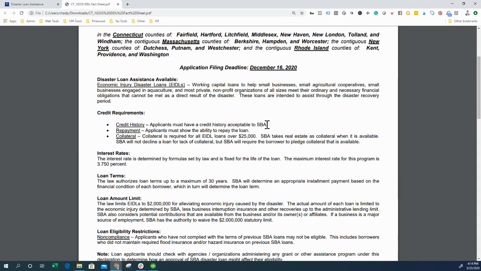Perhaps it's your spouse, your business partner, a trusted relative or friend who may be able to co-sign and co-apply on this loan with you. So make sure you have that conversation, even if it's difficult. This will be a good way for you to get over less than ideal credit history and actually get this application processed. Repayment. Applicants must show the ability to repay the loan.